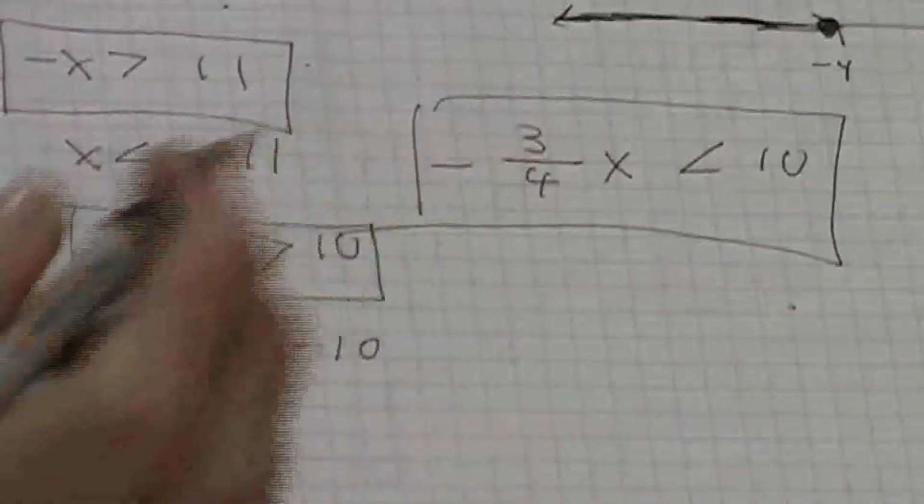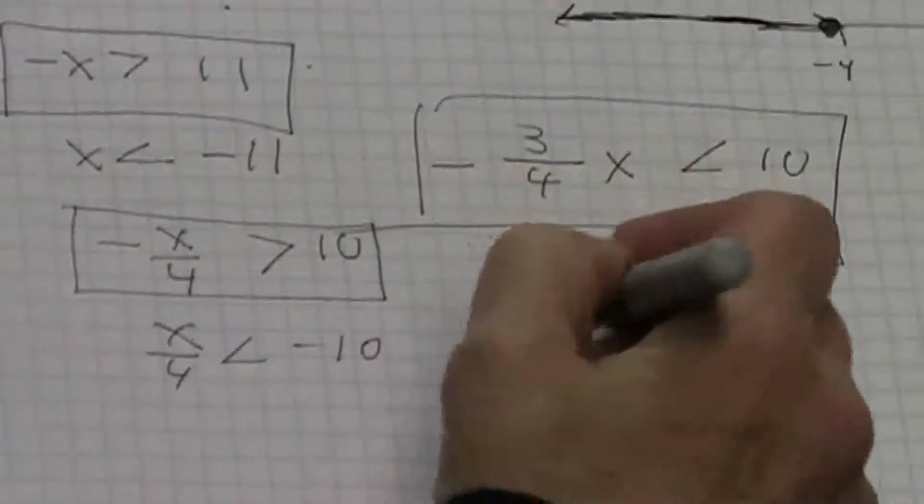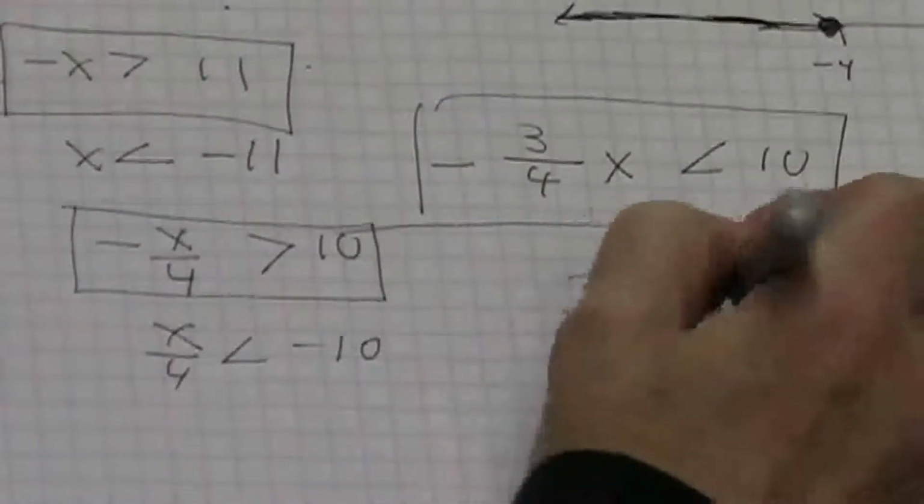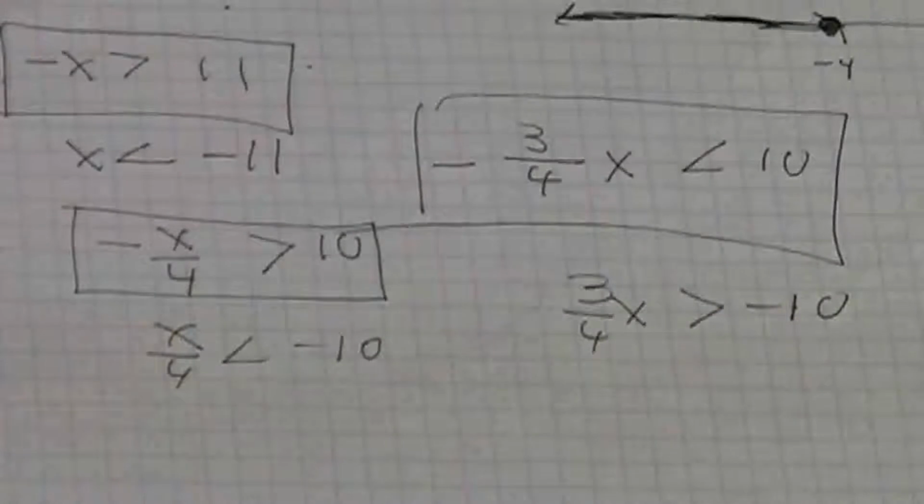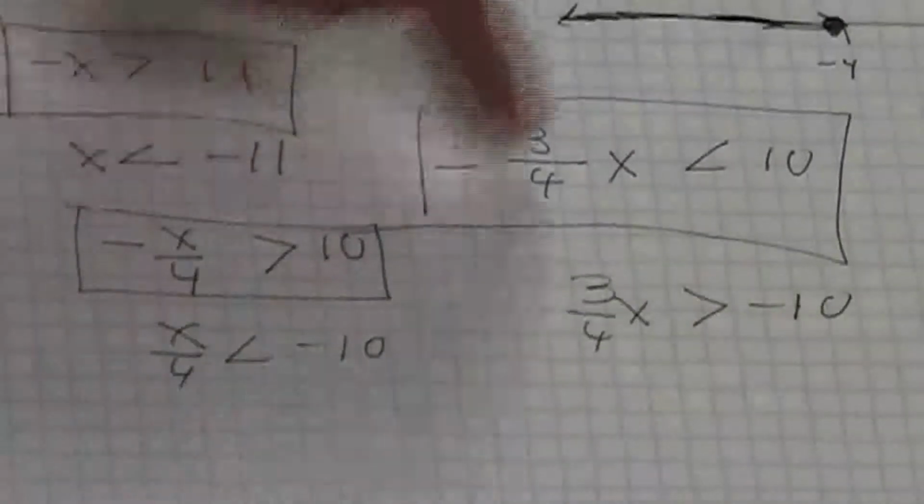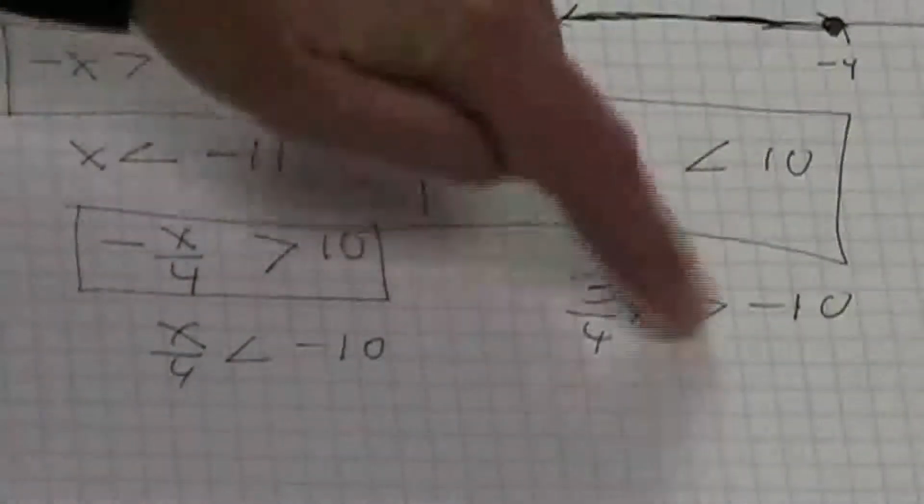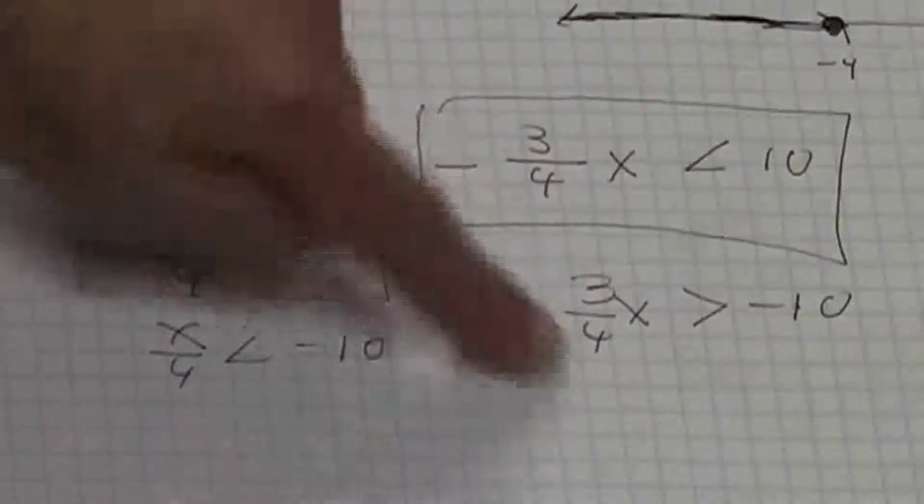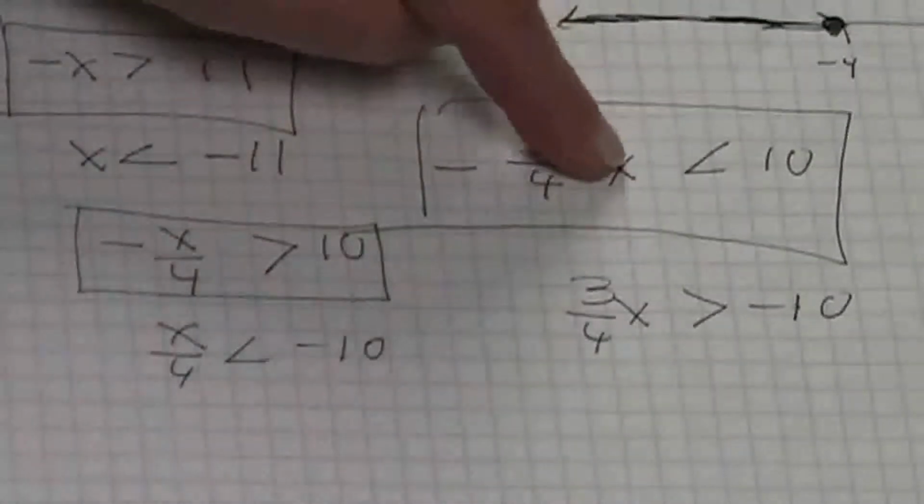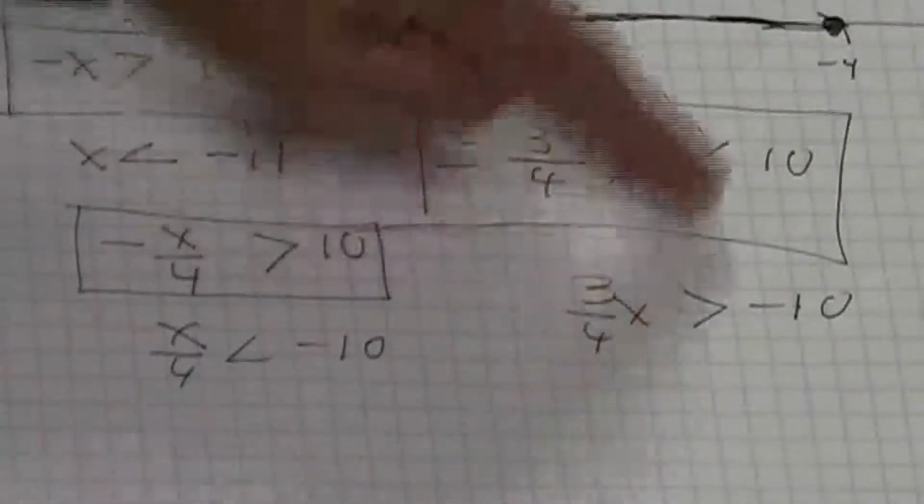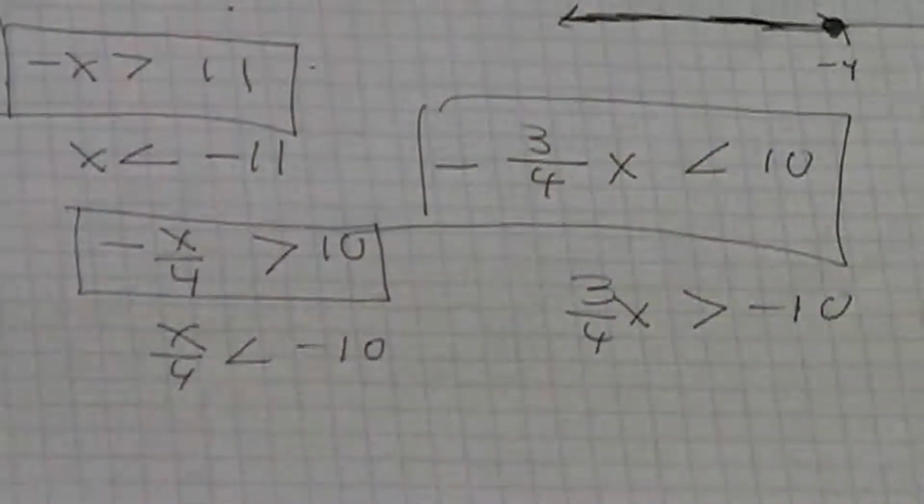Right. So this now becomes this. I switch signs, switch signs, switch signs. Negative becomes positive. Less than becomes greater than. Positive becomes negative. Got it? Left to right, switch signs.